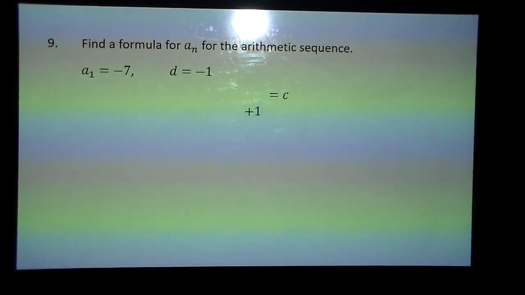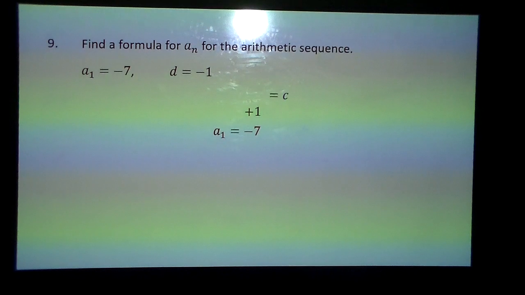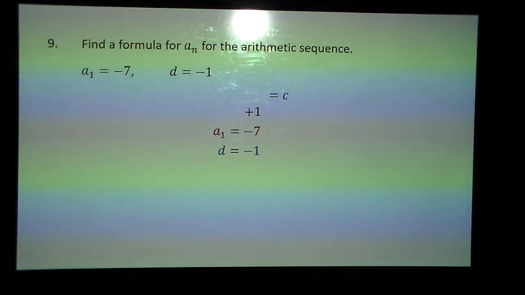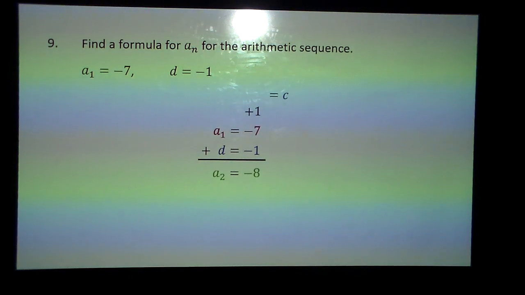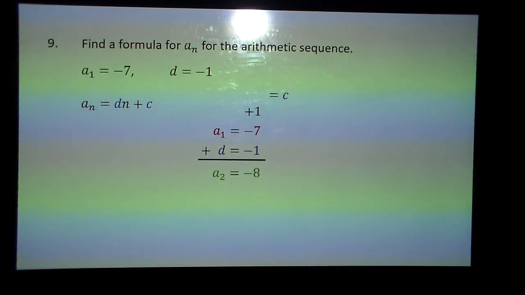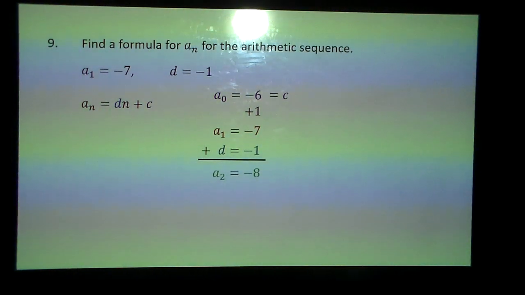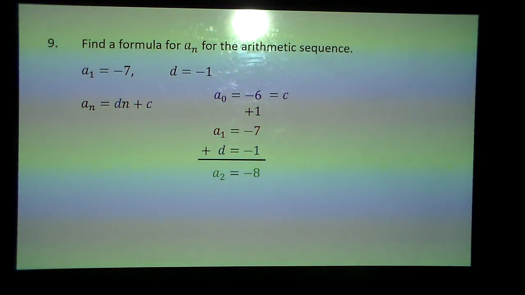Okay, I want to find a formula for the arithmetic sequence here. Got a few numbers that have popped up a little early, but if my first term is -7 and d is -1, well basically if I take that, I know my second term is -2. Alright? So I want to go the other way to find the zero term. So instead of minusing 1, I'm going to add 1. That's what that is. So my zero term is actually -6.